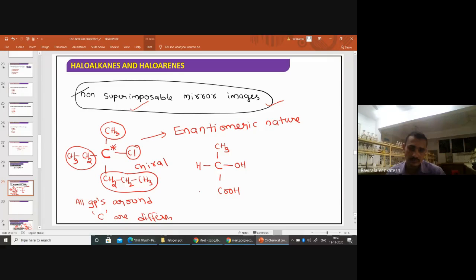Tell me. Is it called a chiral molecule or not? This one is lactic acid. The name of this one is lactic acid. Okay. Now tell me whether it is chiral or not.